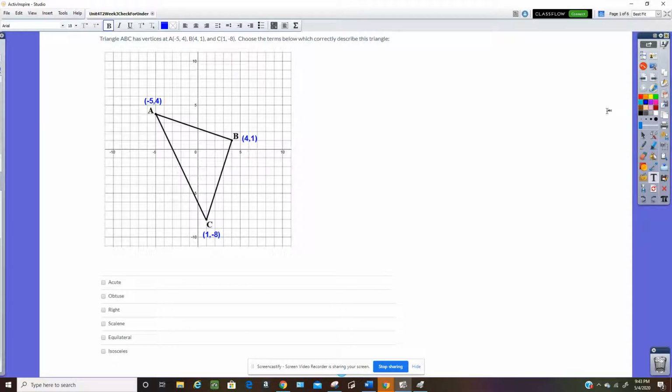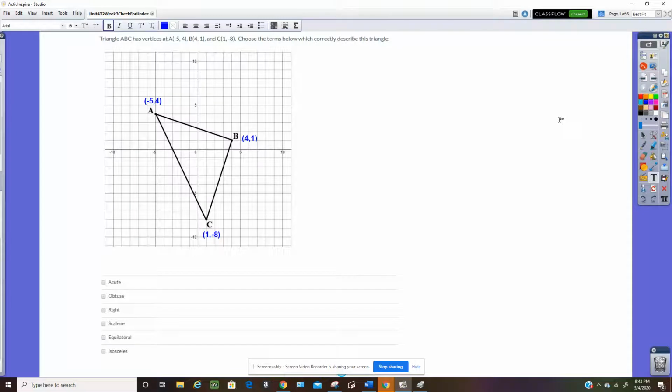All right, this is the check for understanding items. So I give you some hints on how to finish this. This first one gives you three vertices: (-5, 4), (4, 1), and (1, -8). And then they ask you what kind of triangle this is.